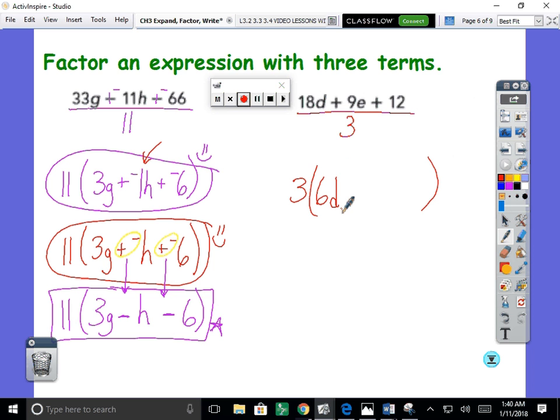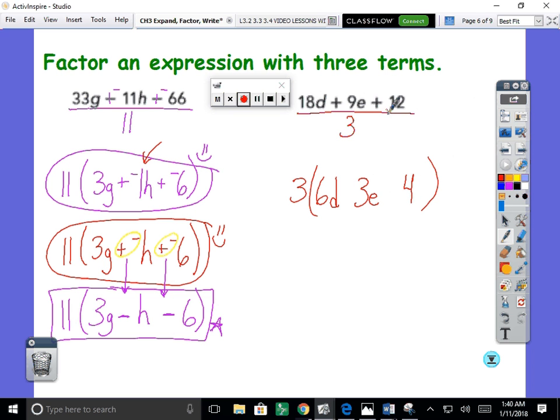What about this? Does 3 go into 9E? Sure does. 3E times. Notice I'm trying to show you these variables. They stay lowercase, a little bit smaller so that you can tell what they are. Next up, does 3 go into 12? The answer is yes, it goes in there 4 times.